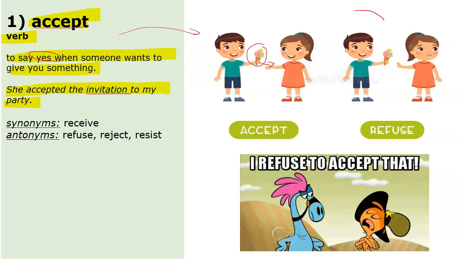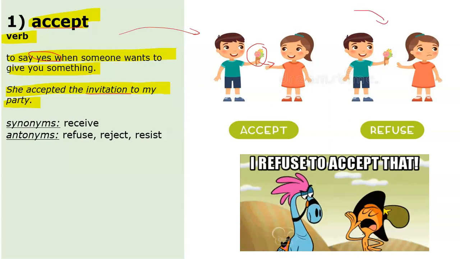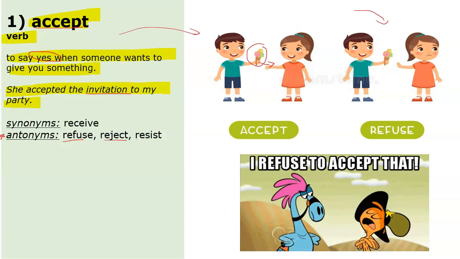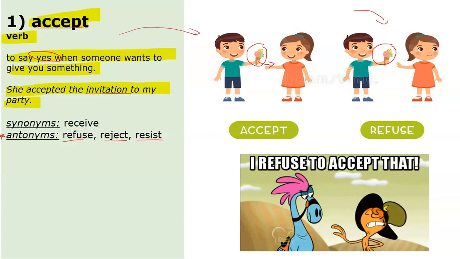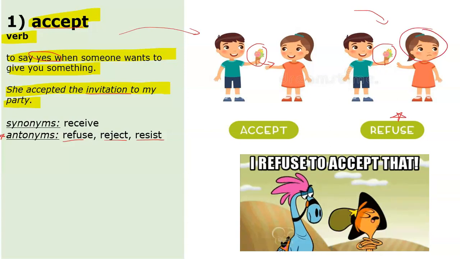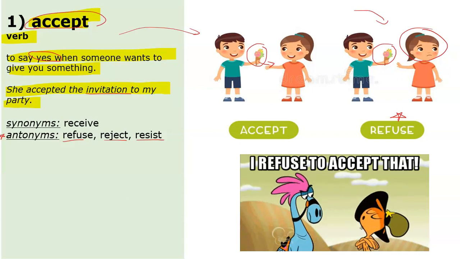But on this side, there's the opposite. If you look at the antonyms of accept, there is refuse, reject, or even resist. So here, the boy wants to give her the ice cream, but she doesn't want it, so she will refuse the ice cream. So you can remember, accept means to say yes, and refuse means to say no.